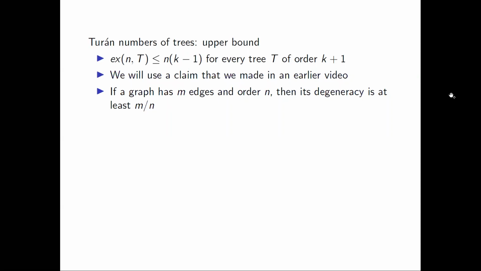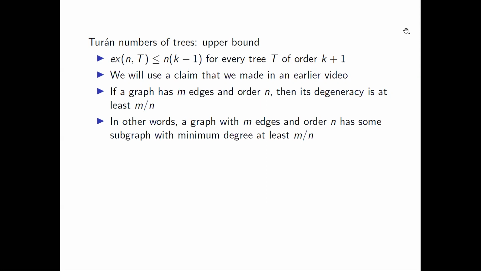So the claim is that if a graph has m edges and order n, then its degeneracy is at least m over n. Another way we can say that is if you have a graph with m edges and order n, it must have some subgraph where the minimum degree is at least m over n. That's the version of the claim that we're going to use here.